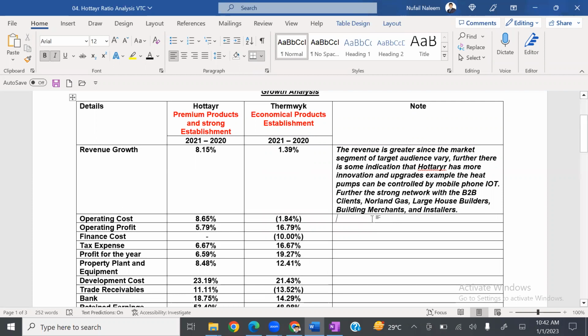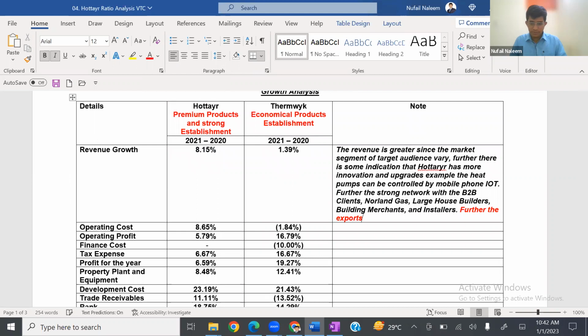Sir, I would like to add a point. Could we also say that our revenue is high because of our exports as well, because we are exporting to other countries, and that is also a growing market? Yeah. So I'll write down here: further, the exports of the heat pump may have a greater impact on the revenue. Students, I believe this is giving you a better clarity at the moment.